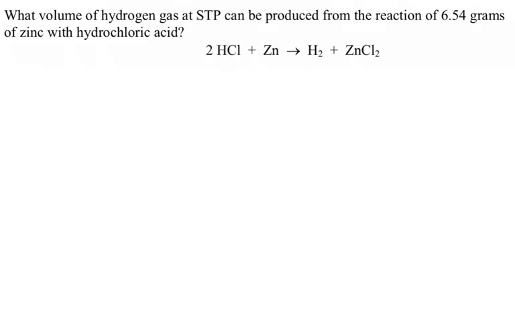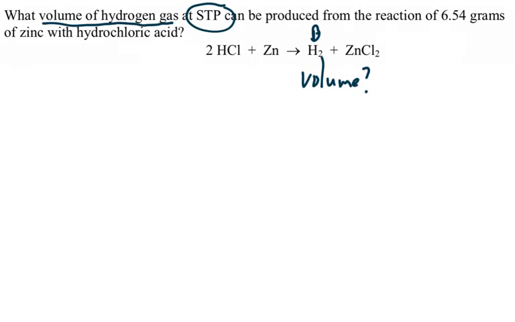So here's a sample problem. They want to know the volume of hydrogen gas. Here's hydrogen gas, let's put B. They want volume, so let's put here volume, question mark. They're letting us know it's at STP. That's a reminder that you're going to use the 22.4 liter conversion factor.